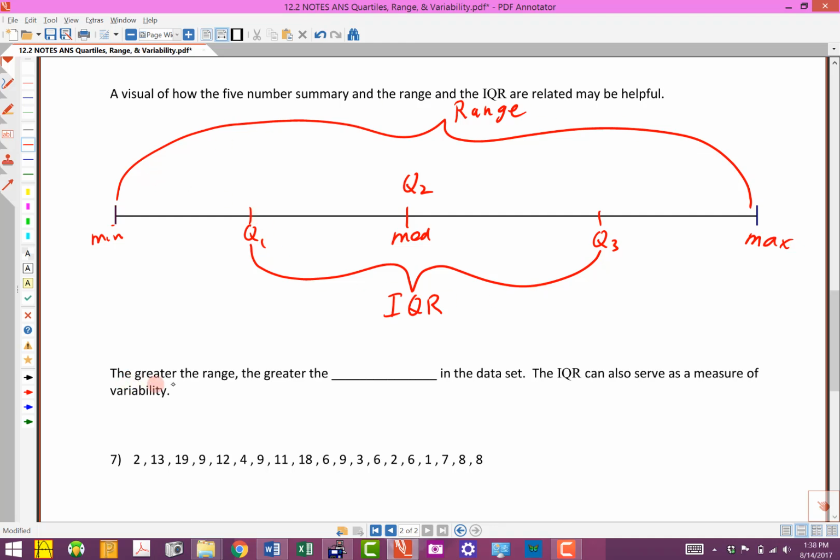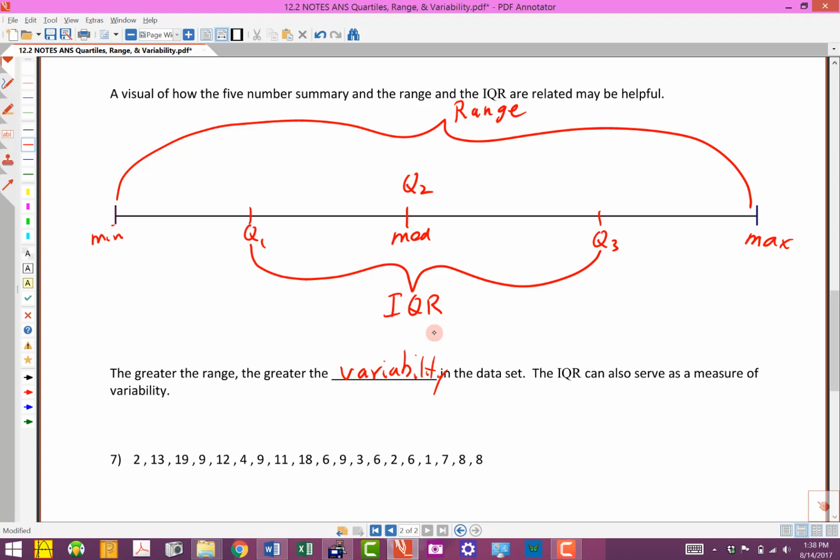So let's talk about this. The greater the range, the greater the variability in the data set. So the bigger the range is and the bigger the IQR are, that means there's more variation in the data set. They're more spread out. Okay, so the range and the IQR, those are measures of how spread out the data is.